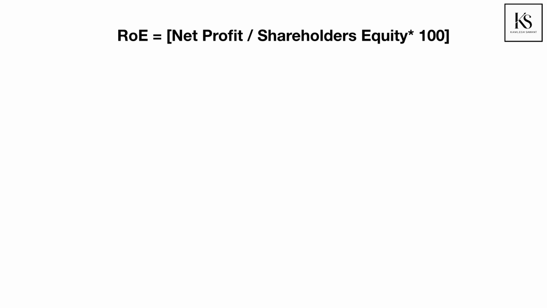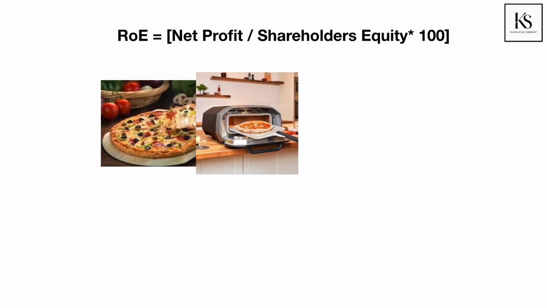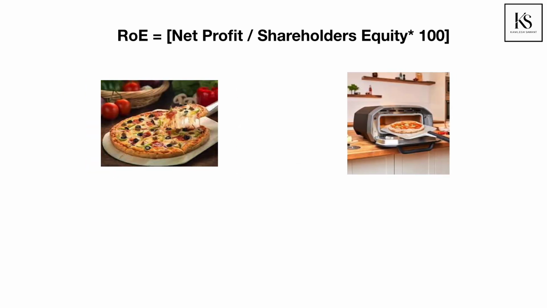To help you understand its drawbacks, consider this hypothetical example. Assume Amit runs a pizza store. To bake pizzas, Amit needs an oven which costs him 10,000 rupees and is an asset to Amit's business. He procures the oven from his own funds and seeks no external debt. At this stage, you would agree on his balance sheet he has a shareholder equity of 10,000 and an asset equivalent to 10,000.